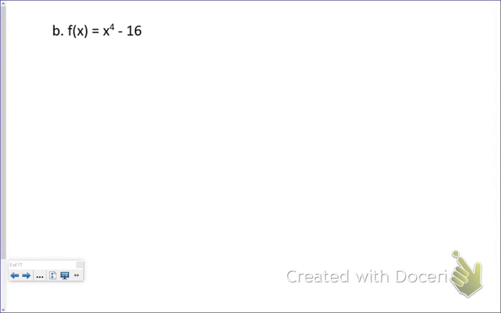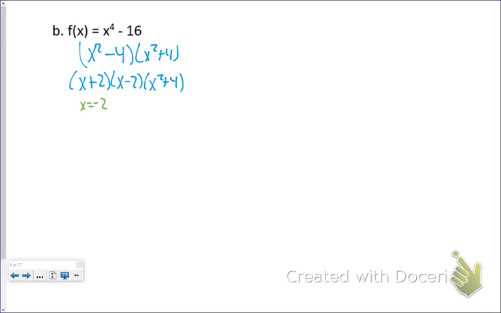All right, this is another one we can factor. It's a difference of squares. x squared minus 4, x squared plus 4. And then we've got another difference of squares. So it's really important to be familiar with your difference of squares. Now I'm going to set each of these factors equal to 0. So I get negative 2 as an answer. I get positive 2 as an answer.